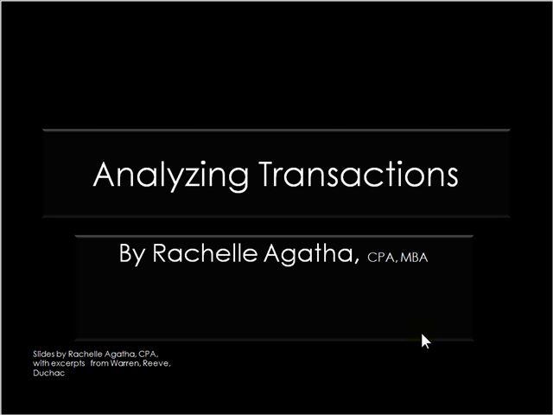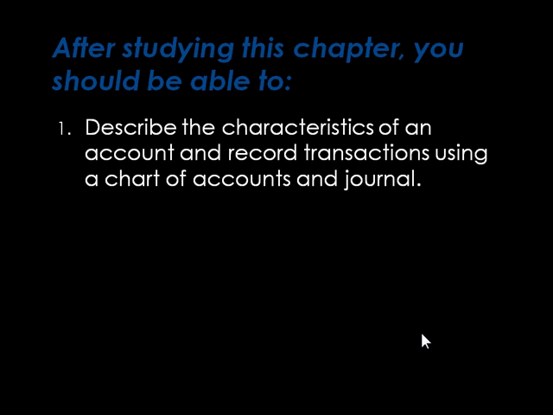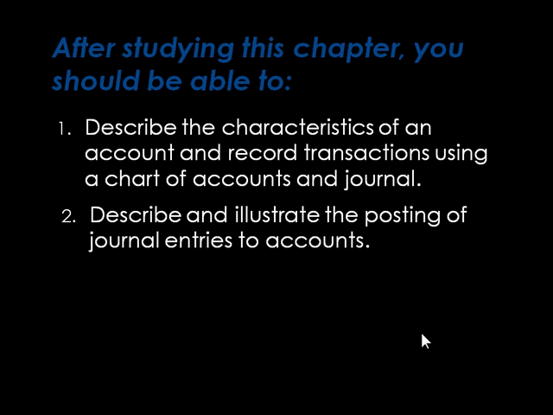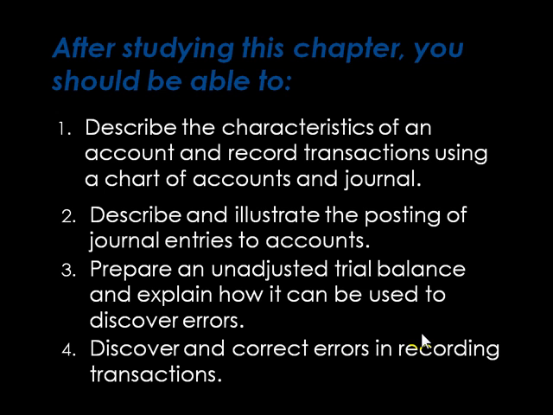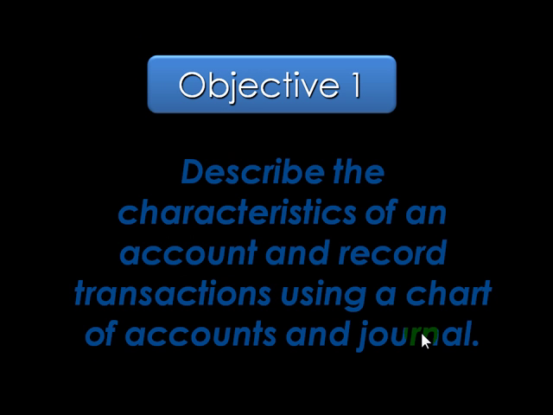So let's get started. After studying this chapter, you should be able to do a number of things. The first of which is to describe the characteristics of an account and record transactions using a chart of accounts and a journal. So we're going to talk about where we actually put transactions and what happens to them after we make a transaction. You're going to be able to describe and illustrate the posting of journal entries to accounts, prepare an unadjusted trial balance and explain how it can be used to discover errors, and discover and correct errors in recording of transactions. So our first objective is to describe the characteristics of an account and record transactions using a chart of accounts and journal.